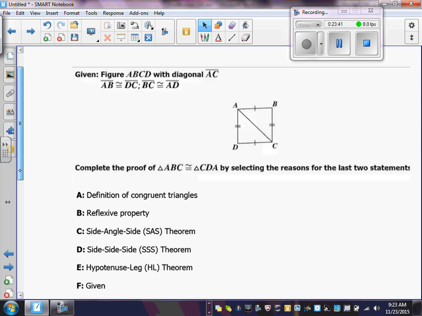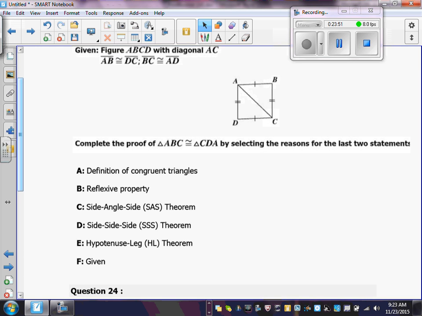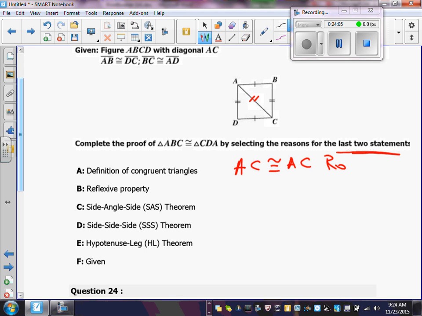It says ABC with a diagonal AC. So you can see this one is also another side, side, side, but the question is asking you to complete the proof ABC by selecting the reason for the last two statements. So the first two would be the given information, right? And the last two would be AC is congruent to AC by reflexive.